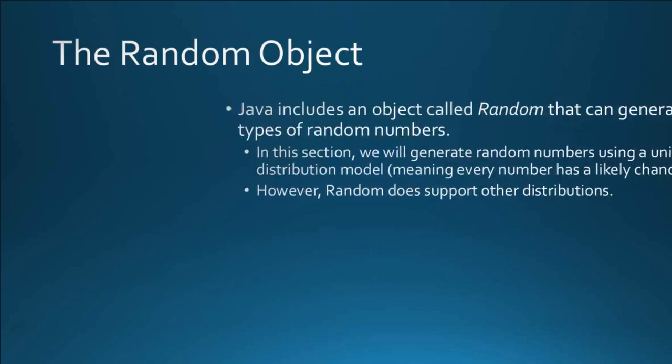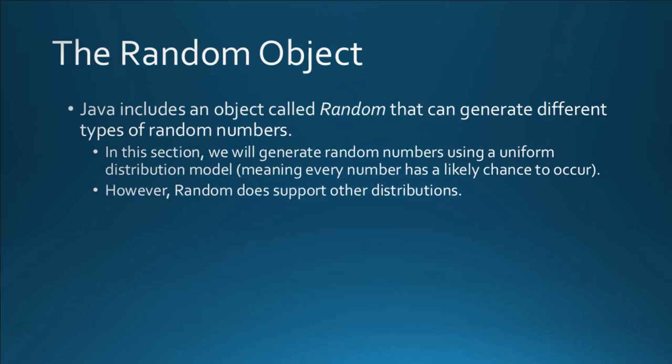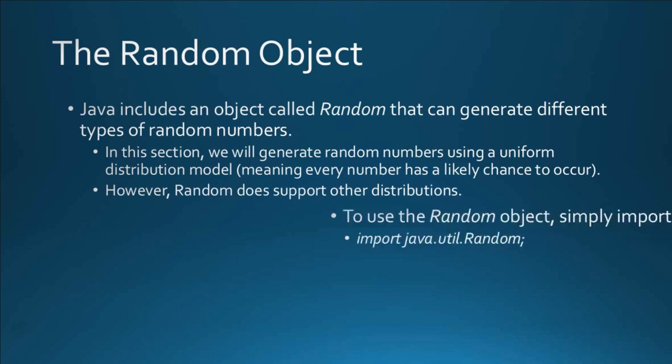So let's take a look at the random object. Java includes a random object that can generate different types of random numbers. In this section, we will generate random numbers using what's called a uniform distribution model, meaning every number has an equally likely chance to occur. However, random does support other distributions.